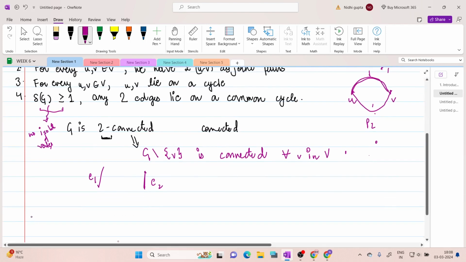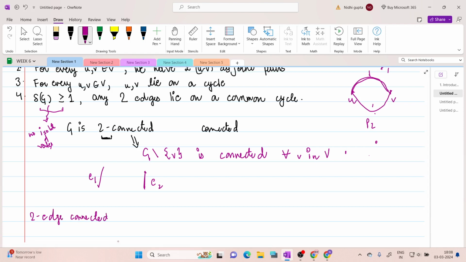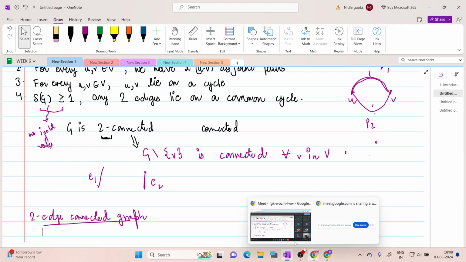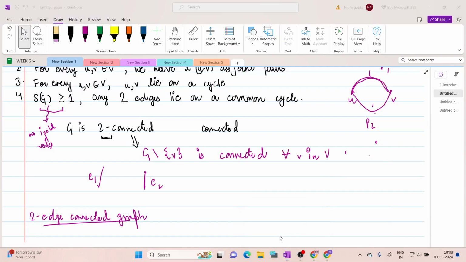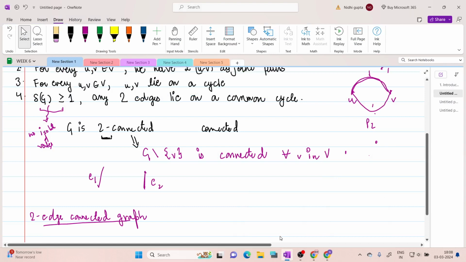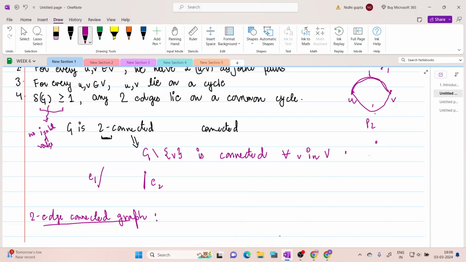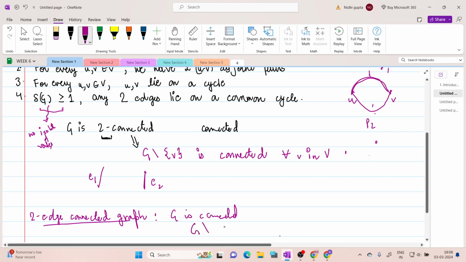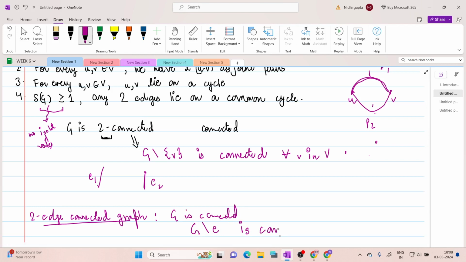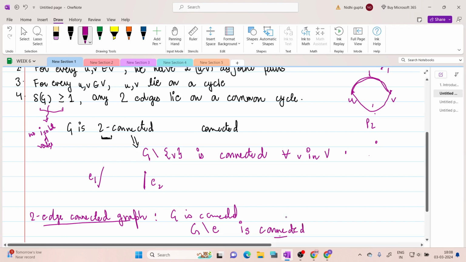And what is a two edge connected graph? By definition, what will we mean by a two edge connected graph? Can anybody tell me the definition? If you remove one edge, the remaining graph should be connected. Yes. So basically G is connected and if we remove any one edge, G minus E is also connected. So this is the definition of a two edge connected graph.